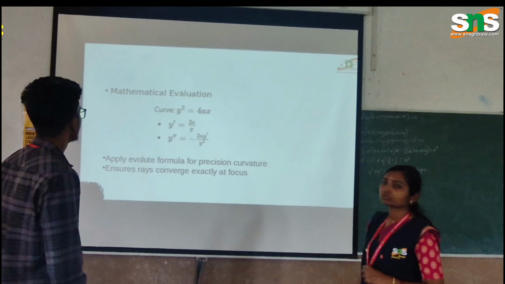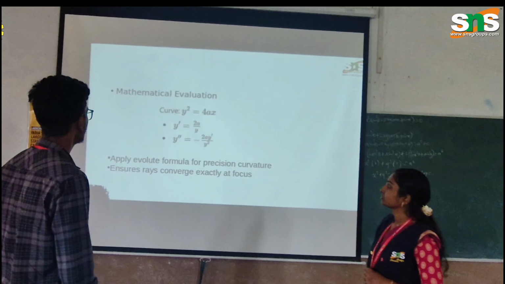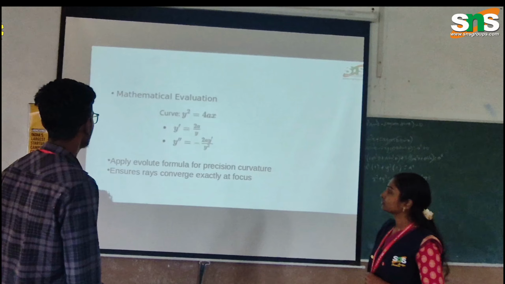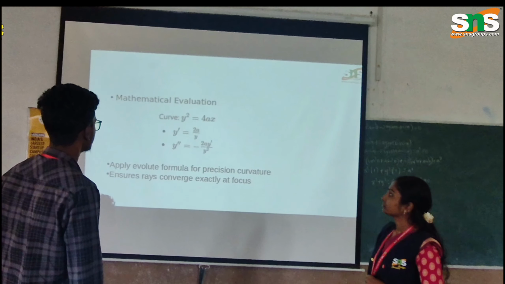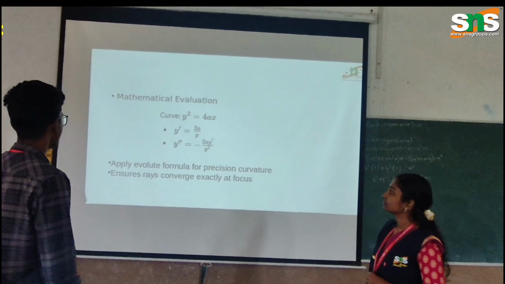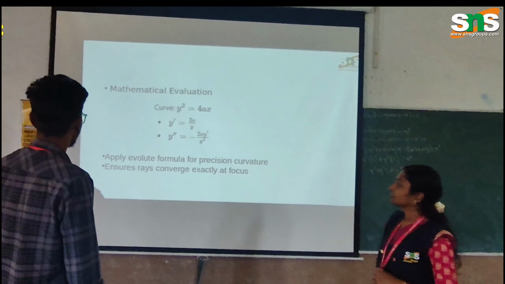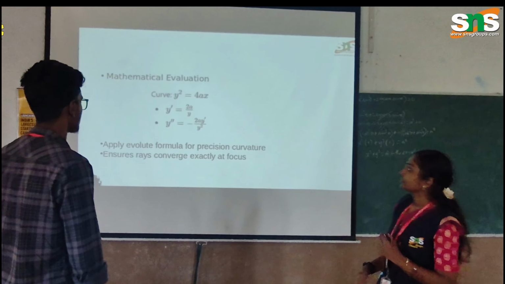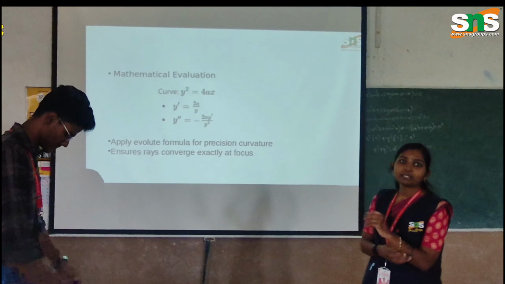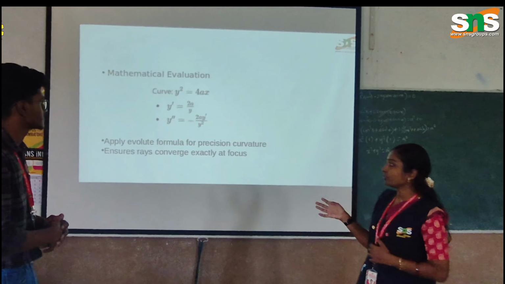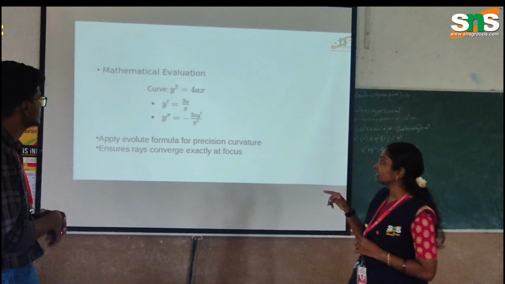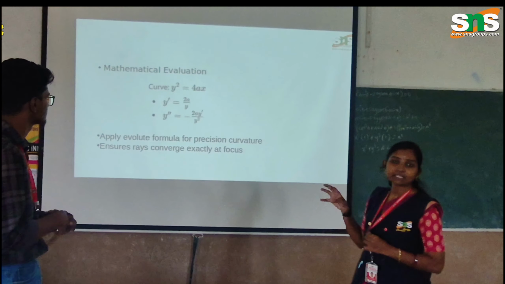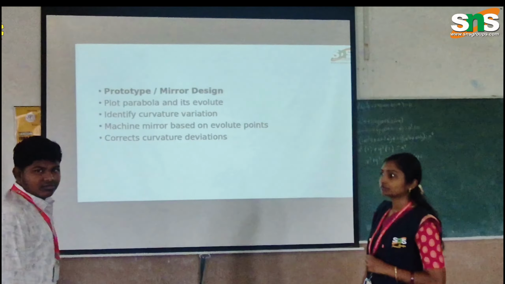Mathematical evaluation. So y squared equals 4ax, y dash equals 2a by y, y double dash equals minus 2a y dash by y squared. Apply the evolute formula for the center of curvature. Ensure rays converge exactly at the focus. So these are the formulae we have applied here, y dash and y double dash we have found, and it ensures that rays converge exactly at the focus point.